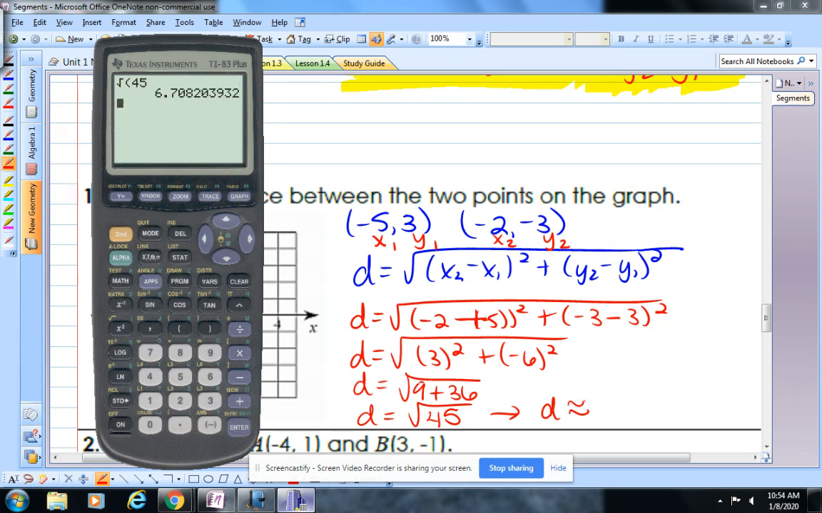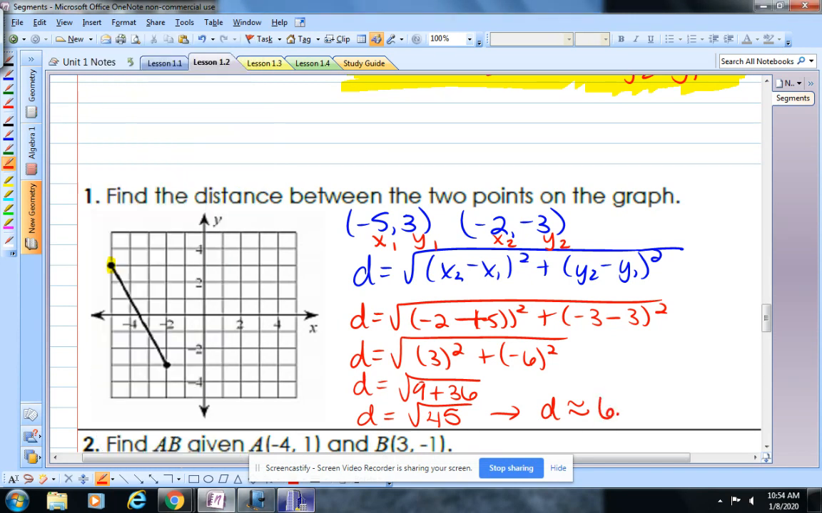Now, see how I put squiggles down here? We rounded. This is not equals. It's squiggles. We're approximating. It's approximately 6.7 units long. So the distance between those 2 points is approximately 6.7, and also the length of that segment is approximately 6.7 units. It means the same thing. Okay? So the distance between 2 points is also the length of that segment.